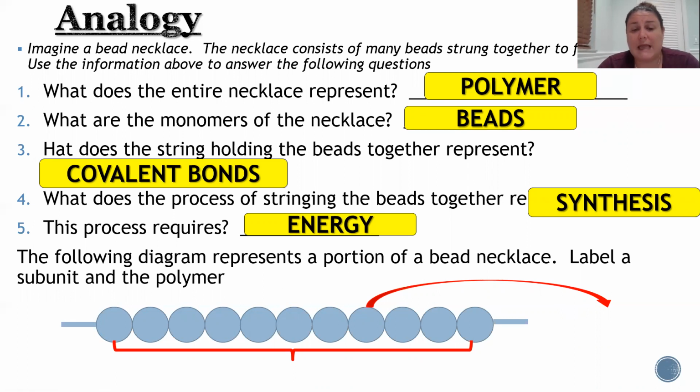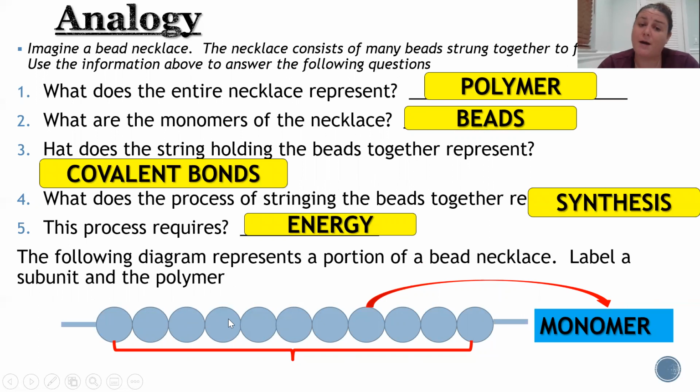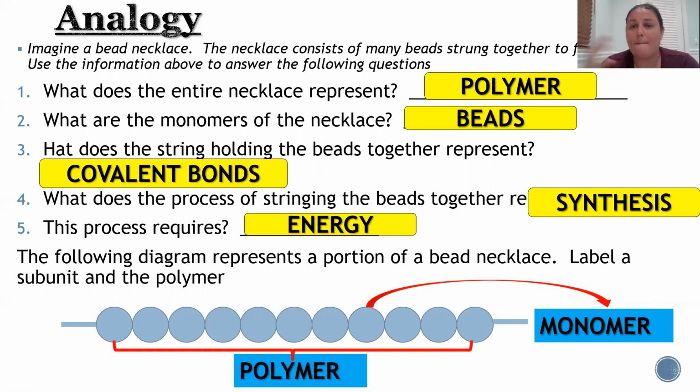Now, if we wanted to label this on the bottom, I just labeled this one as a monomer, but every single one of these beads would be a monomer. So this would be a monomer, monomer, monomer, monomer, monomer, monomer, so on and so forth, all the way down. And if we put all of those together, we would get a polymer.